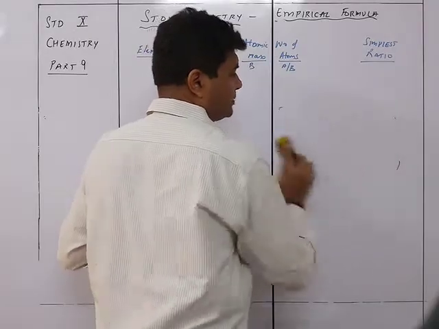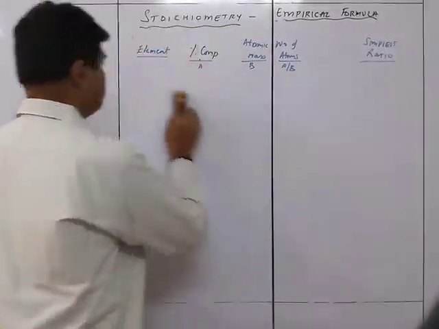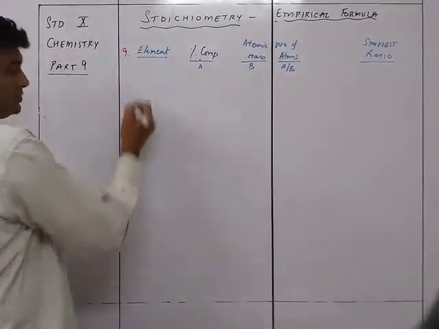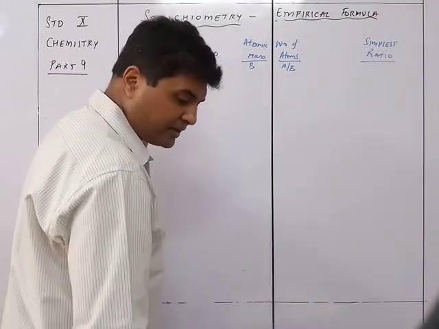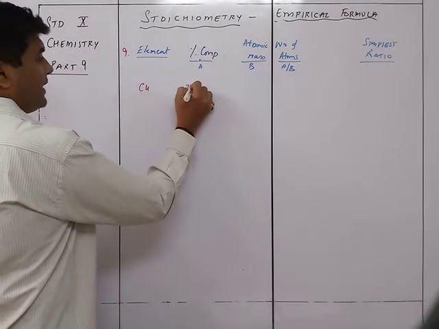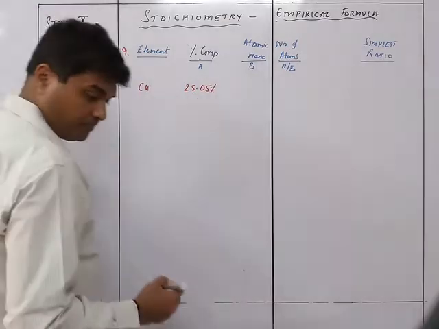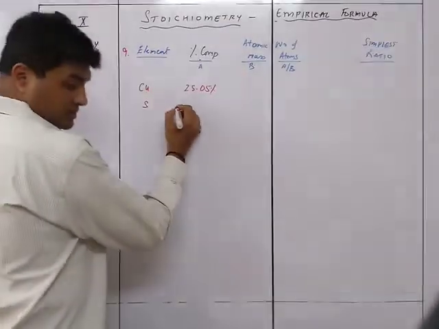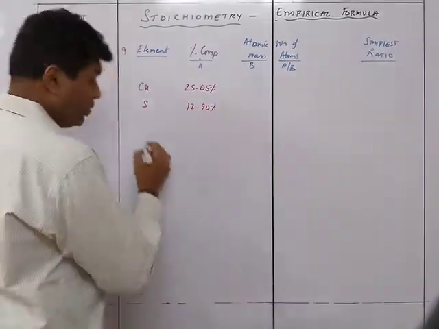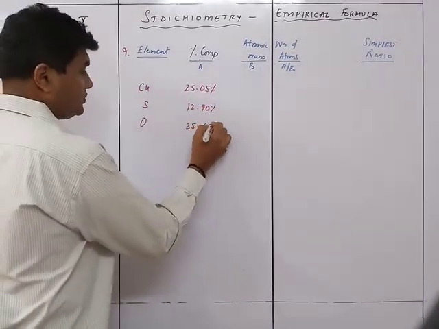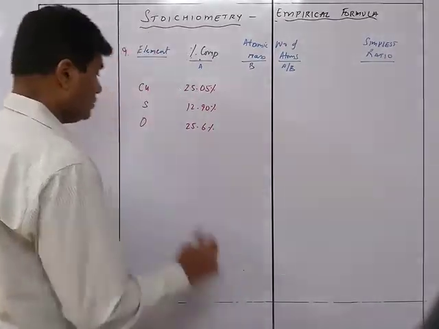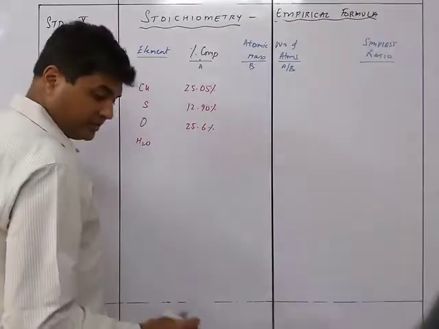As you practice more and more sums, it becomes easier and easier. So they are easy kinds, nothing difficult as such. Sum number 9. A hydrated salt contains copper 25.05%, S is 12.90%, O is 25.6%, and the remaining is water of crystallization. So H2O is the remaining part.